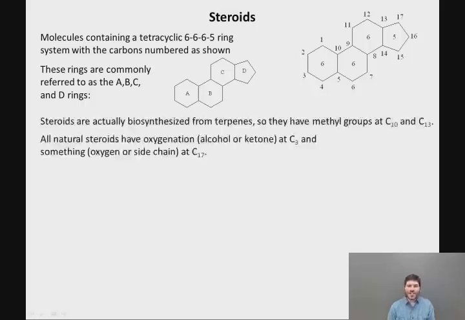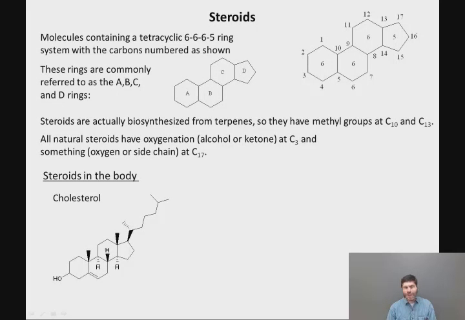So steroids are actually biosynthesized from terpenes, which we've already talked about. So in order to make all of the branching work, real steroids have methyl groups at C10 and C13. And then all natural steroids have some sort of oxygenation, so either an alcohol or a ketone at carbon 3, and then something else, whether it's just an oxygen atom or a side chain at carbon 17 coming off of the D ring.